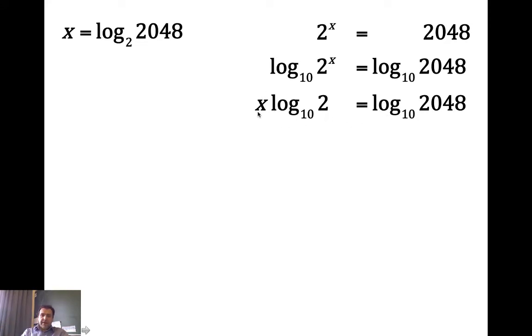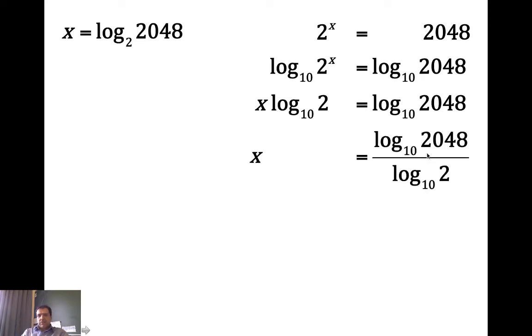And to get the x bit on its own, I can divide by the log 2 and get x equals log of 2048 over log of 2, all in base 10, which I can do on my calculator. So I can just get my calculator and stick in base 10 log of 2048 divided by the base 10 log of 2 and evaluate that.